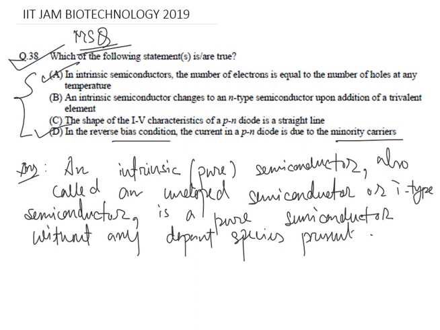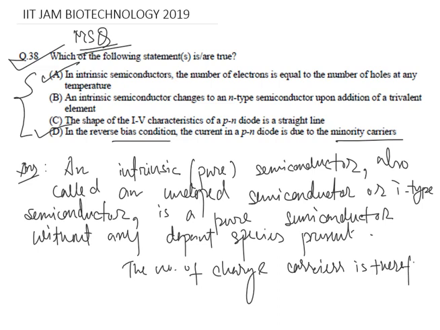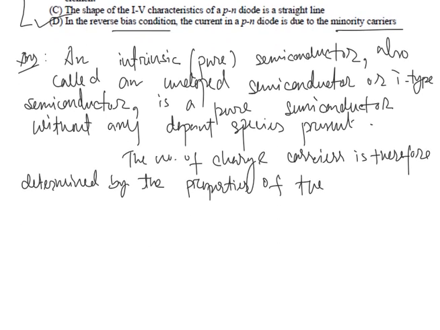The number of charge carriers is therefore determined by the properties of the material itself instead of the amount of impurities.